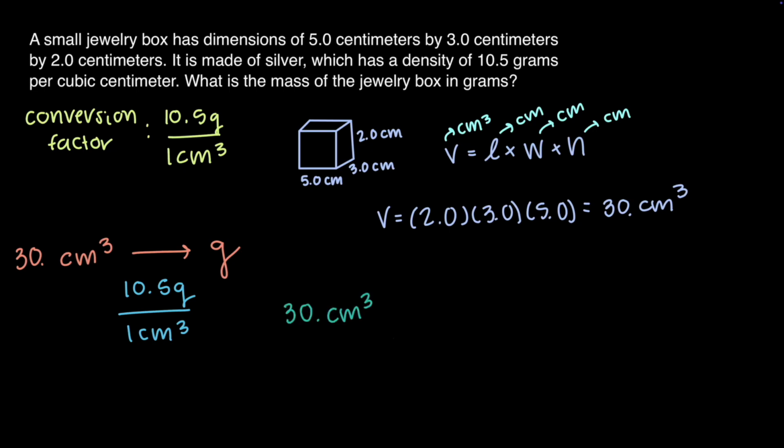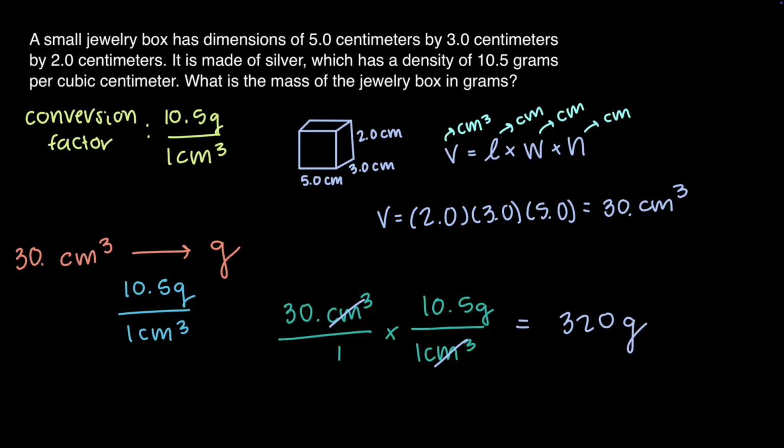We write 30 cubic centimeters over 1. In the next fraction, 1 cubic centimeter will be on the bottom, and 10.5 grams will be on the top. The cubic centimeters cancel out, and we are left with grams. Multiplying the values together, we get 315 grams or 320 grams with significant figures.